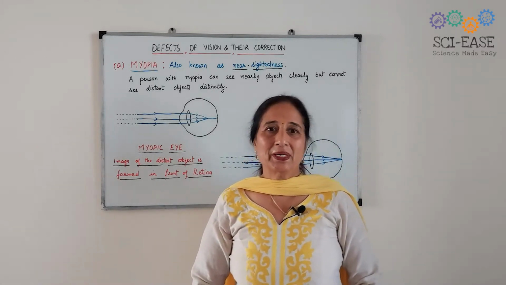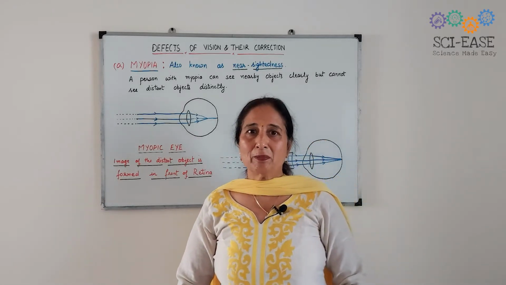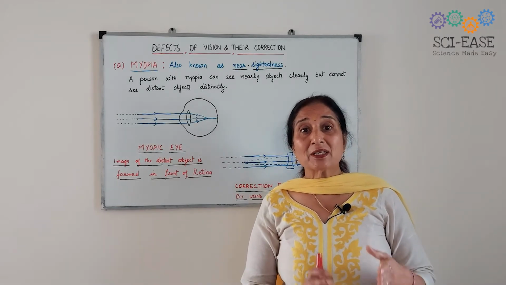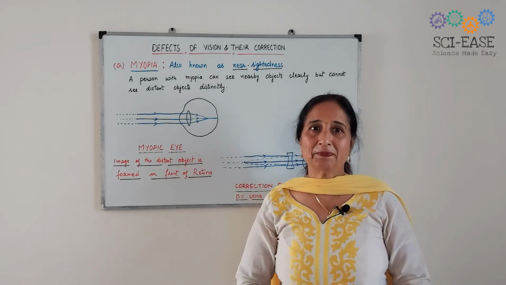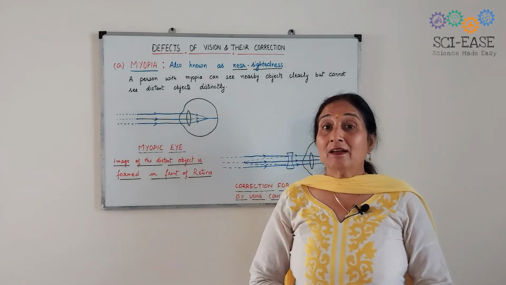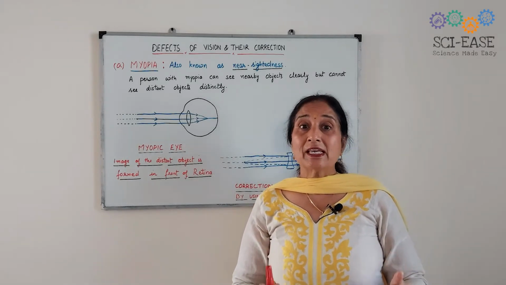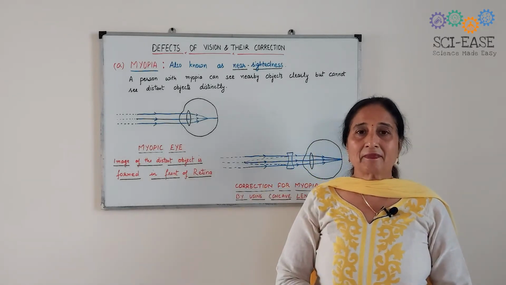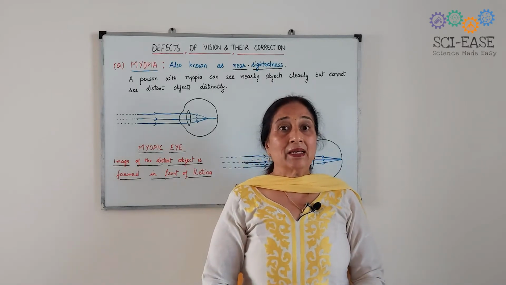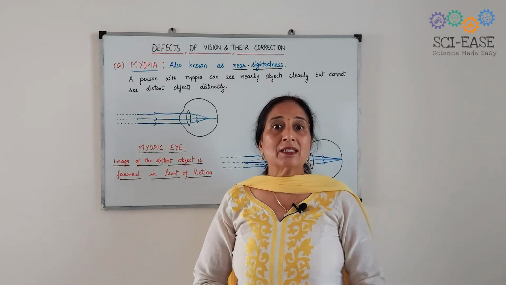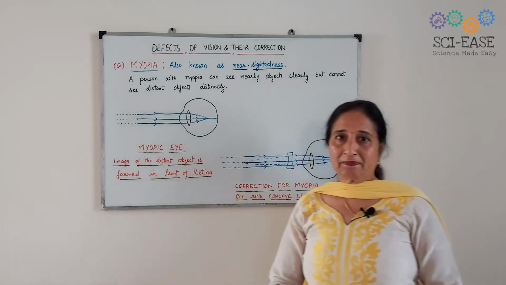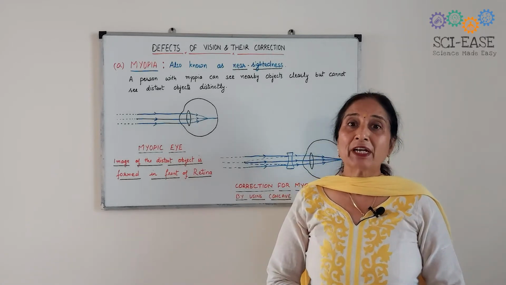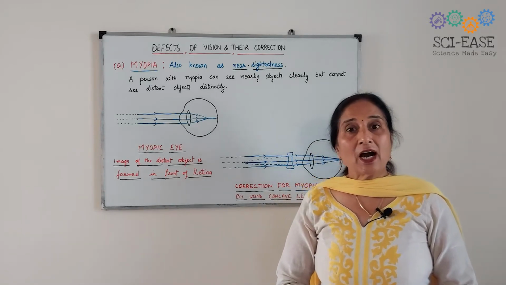In the last video, I told you about the power of accommodation. Sometimes we lose this power, and people cannot see objects distinctly and comfortably. In that case, the eye is suffering from some refractive defects. So here, I will tell you about some of the refractive defects which the eye suffers from.